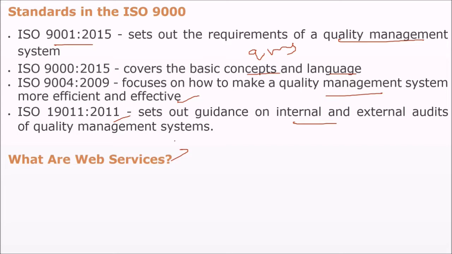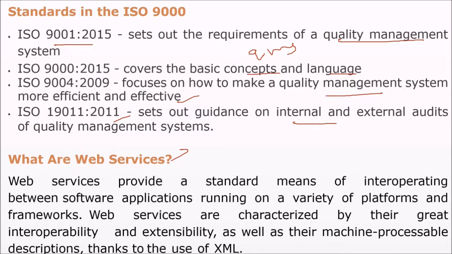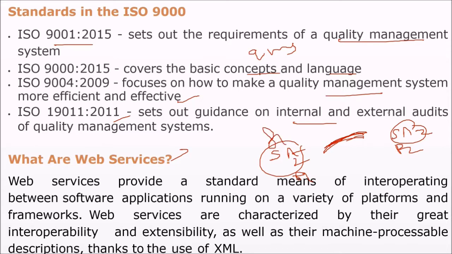So what are web services? Web services provide a standard means of interoperating between software applications, say SA1, SA2. So it is a standard means of interoperating between these software applications running on a variety of platforms, say platform 1, platform 2, and framework 1, framework 2. And web services are characterized by their great interoperability and extensibility, as well as their machine-processable description, which is actually because they are XML based.